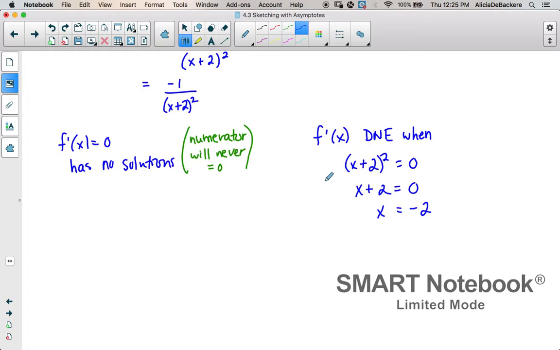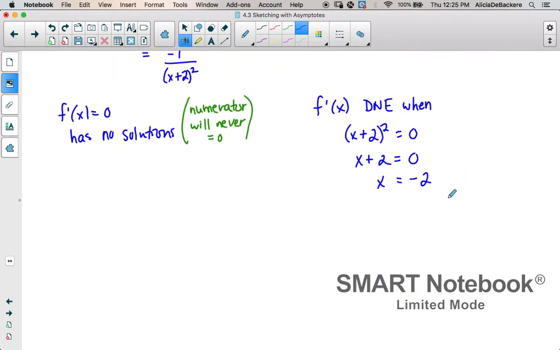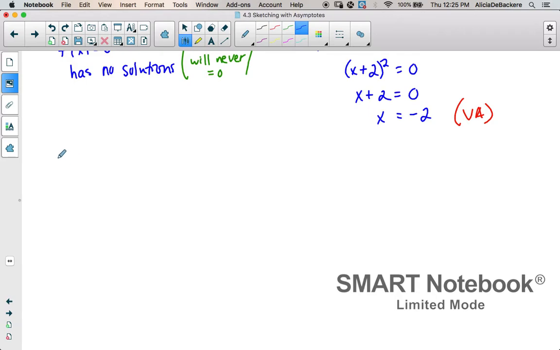Thinking back to the original function, right here, I see that it's actually a restriction from the original function. And I know that that was our vertical asymptote, right? So this is not actually a critical point. It was just a restriction that I needed to think about. I still need to include all of those restrictions, though, in my table.